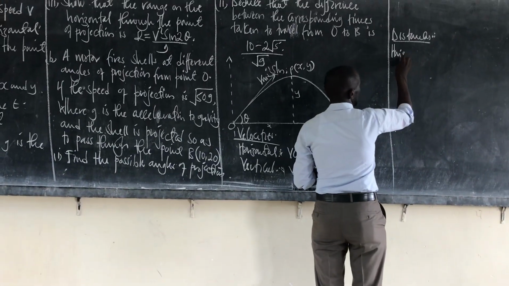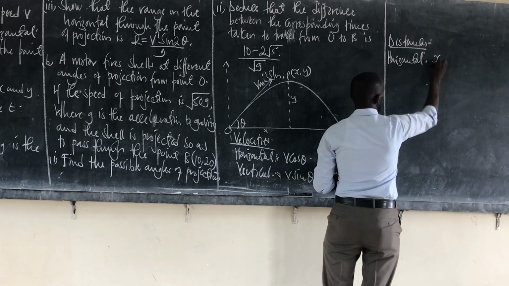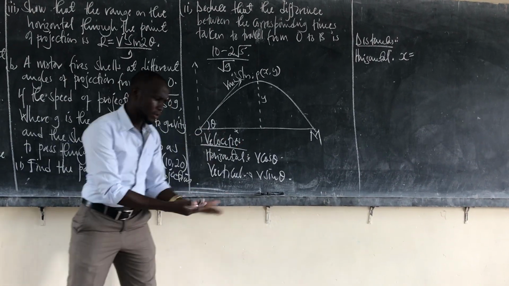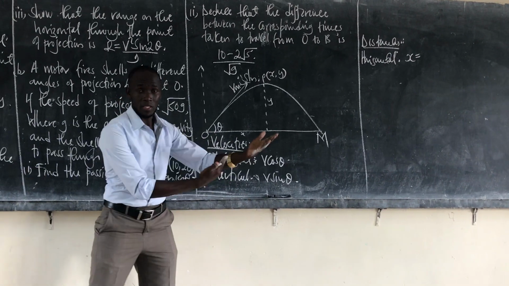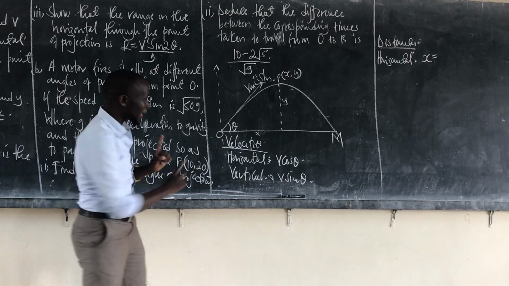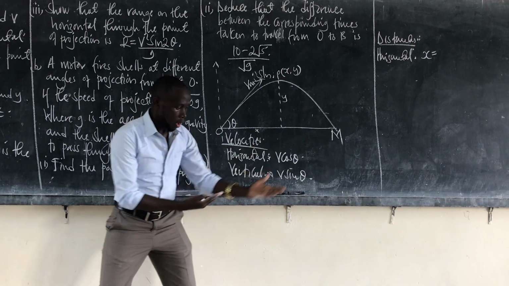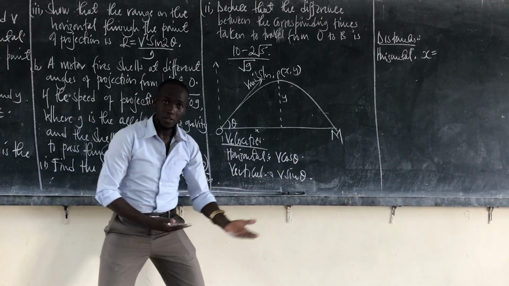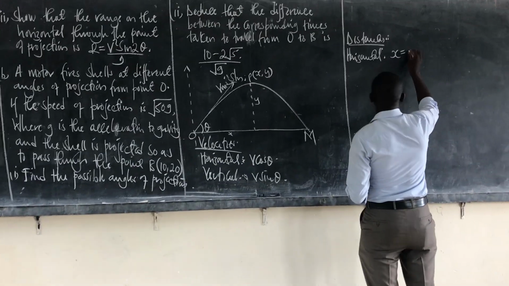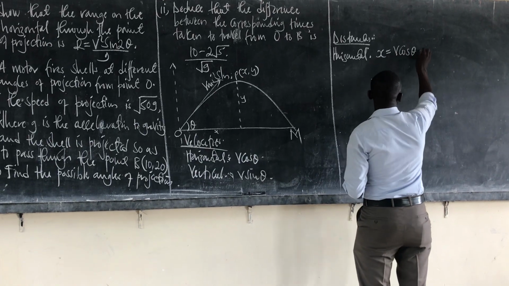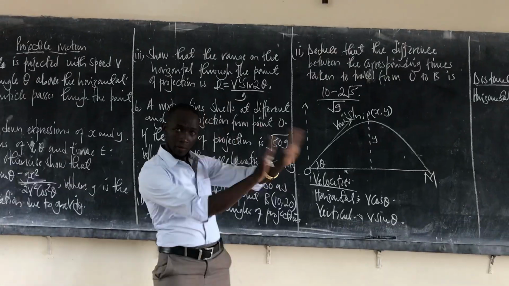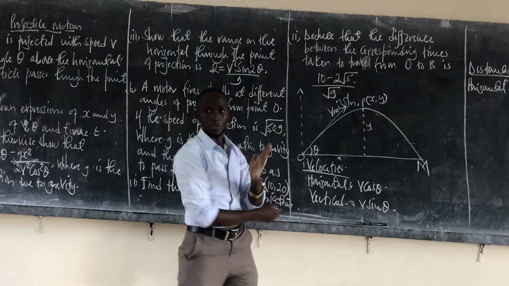Horizontal distance x. When you look at this horizontal, remember horizontally, we use the second equation of motion, which is s equals ut minus half at squared. I know you know that very well. When you come here, horizontally it is uniform velocity. With uniform velocity, acceleration is always 0. So x is v cos theta times time, because acceleration is 0, so the other part, half at squared, dissolves to 0.